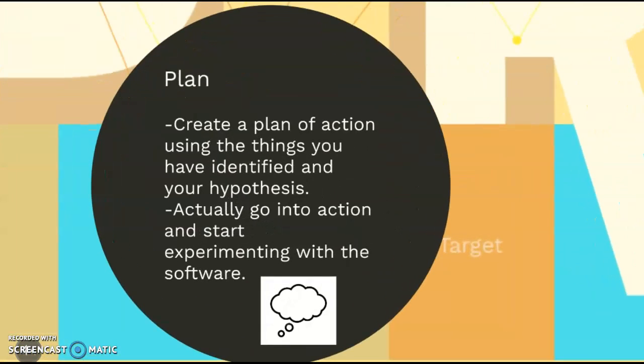The next one is the plan of action. You need to create a plan of action using the things you have identified and your hypothesis. So after you have a more accurate idea of what the current problem is, you can create a plan of action. So I'm going to do step number one, then step number two, then step number three, then step number four, and so on until you solve the problem. And actually, you need to go into action and experiment with the software.